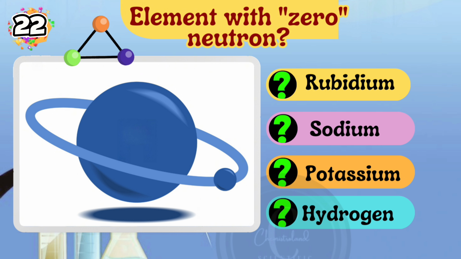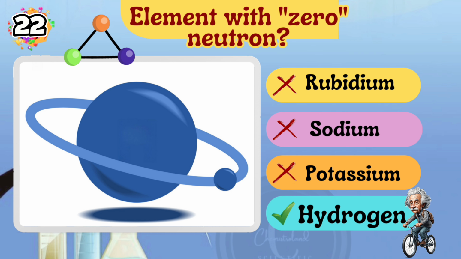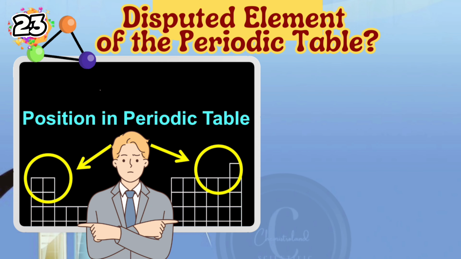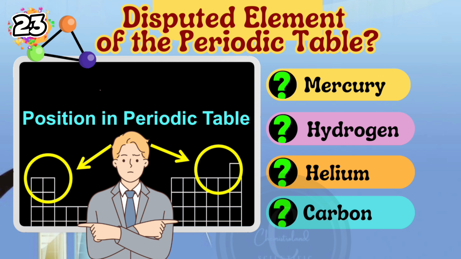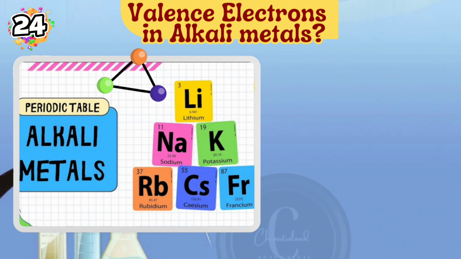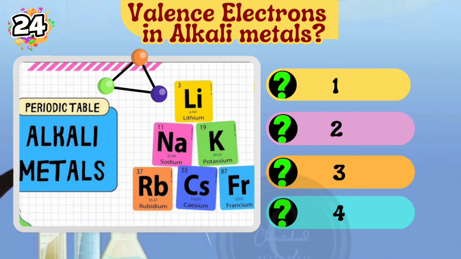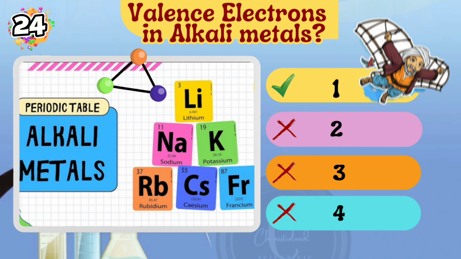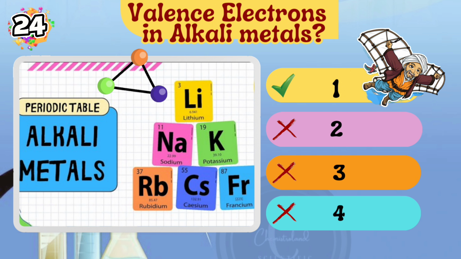Element with 0 neutron is known as hydrogen. The disputed element of the periodic table is, of course, hydrogen. Number of valence electrons in alkali metals. Only 1 electron is present in the valence shell of group 1.